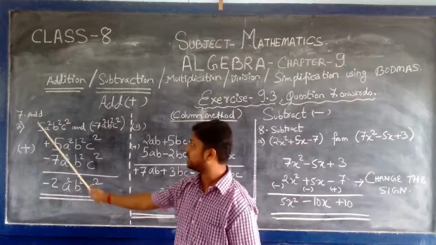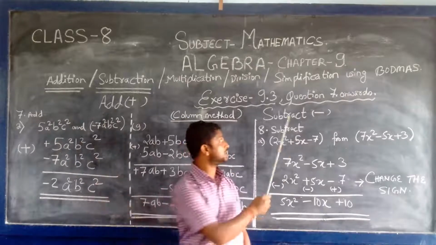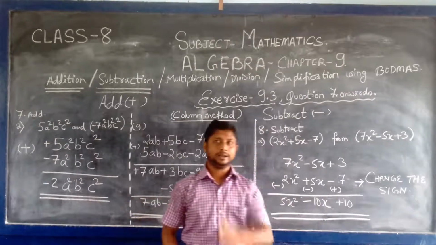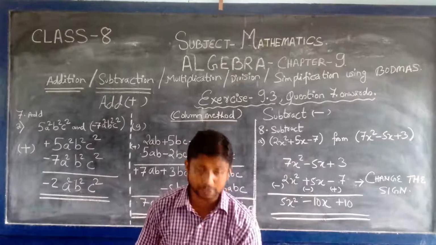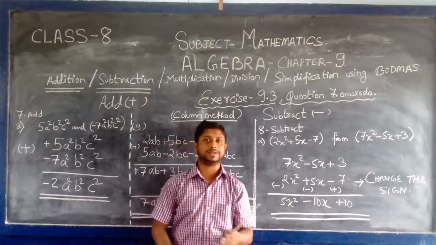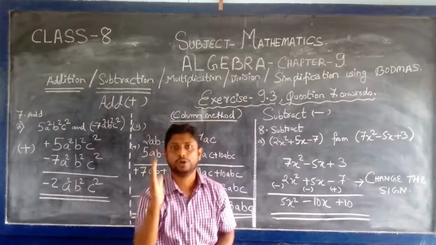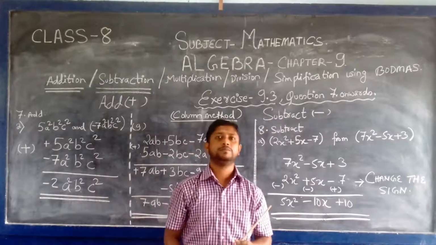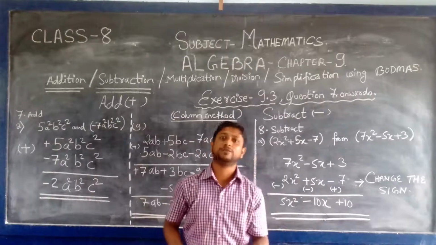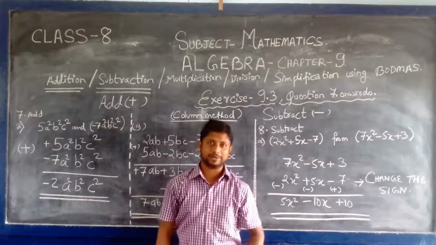Now, addition itself means to add, subtraction itself means to subtract. The method that I am going to follow is similar to what was given in your textbook. I am not doing it horizontally, I am following the column method, the vertical method, that you are quite aware of, you might have done it in primary classes.